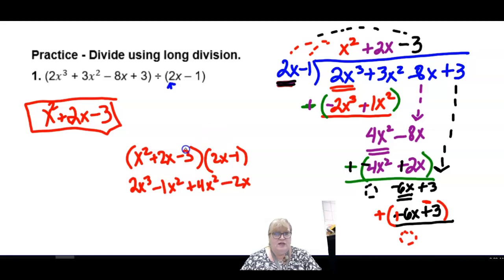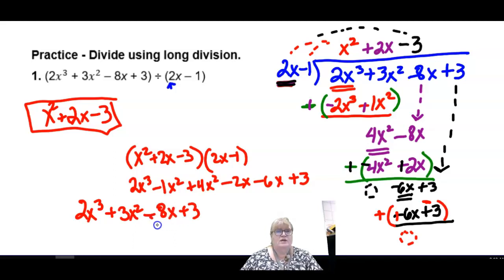Then I'm going to distribute this negative 3 back here. I get a negative 6x plus 3. If I combine like terms, I'd have 2x cubed plus 3x squared minus 8x plus 3, which thankfully is what we started with here. So there is our check, okay? That's just a check. You don't have to do that. But if you're taking a test or quiz, there's a great way to make sure you're getting the right answer.